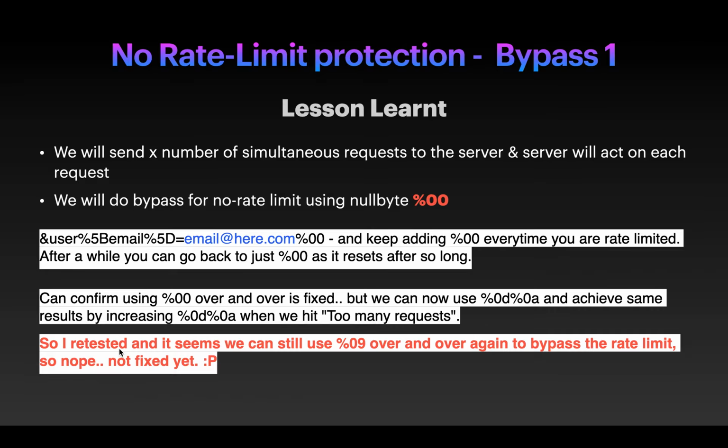Third bypass. So I retested, and it seems we can still use %09 over and over again to bypass the rate limit. So, not fixed yet. In this video, the lesson learned is that we are still able to bypass the rate limit by adding these types of null byte characters, and we can achieve no rate limit on web applications.